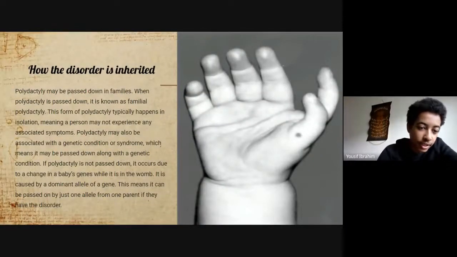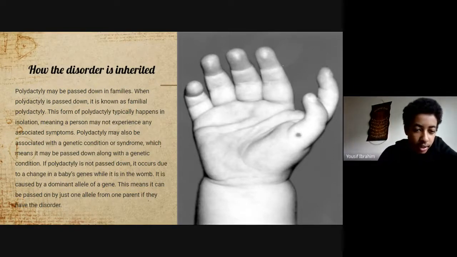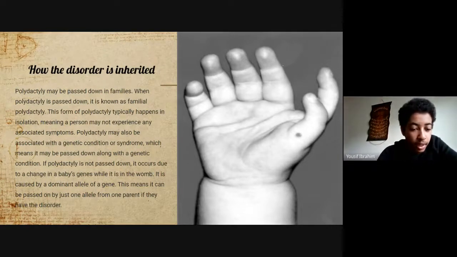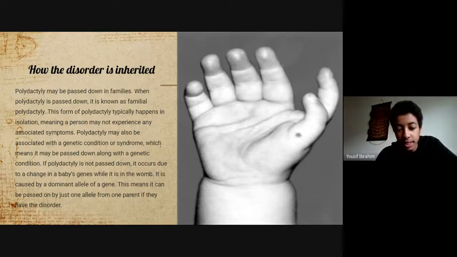Now, how is it inherited? Polydactyly may be passed down in families. It comes from the mother or the father, and when it's passed down, it's known as familial polydactyly. This form of polydactyly typically happens in isolation, meaning a person may not experience any associated symptoms. Polydactyly can also be associated with a genetic condition or syndrome, which means it may be passed down along with a genetic condition. If polydactyly is not passed down, it occurs due to a change of the baby's genes while it's in the womb. It is caused by a dominant allele of a gene. That means it can be passed down by just one allele from one parent having the disorder.